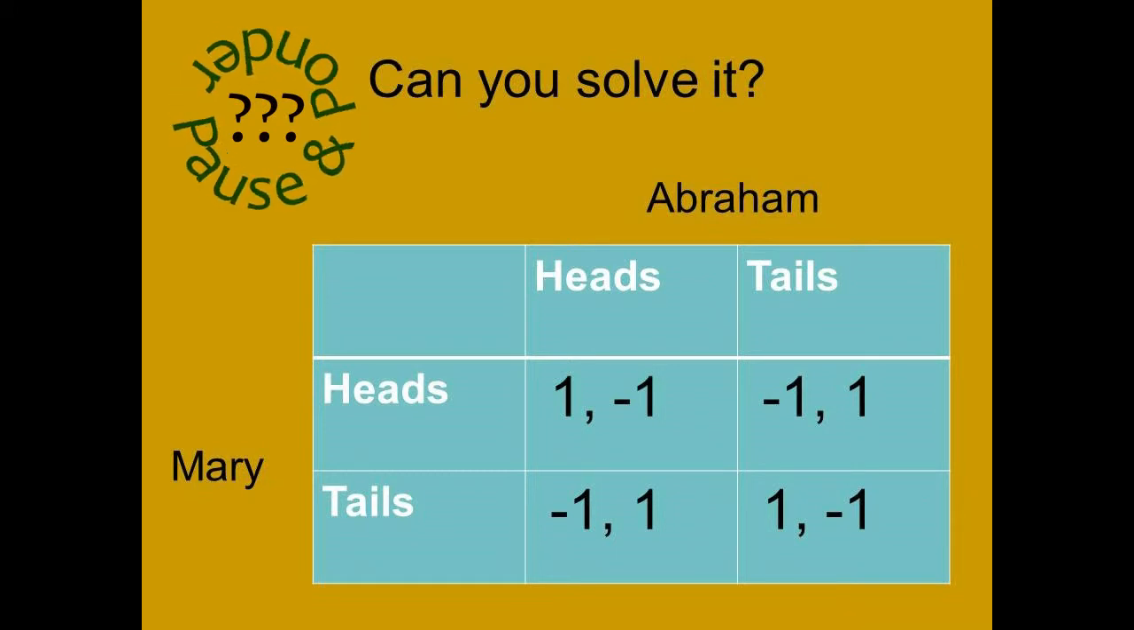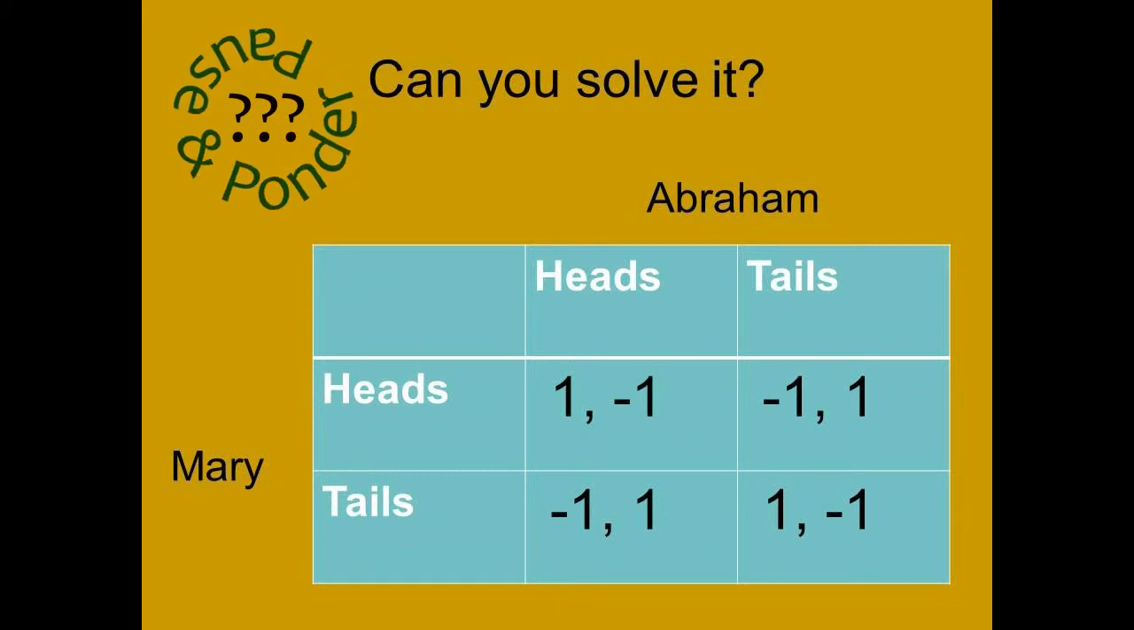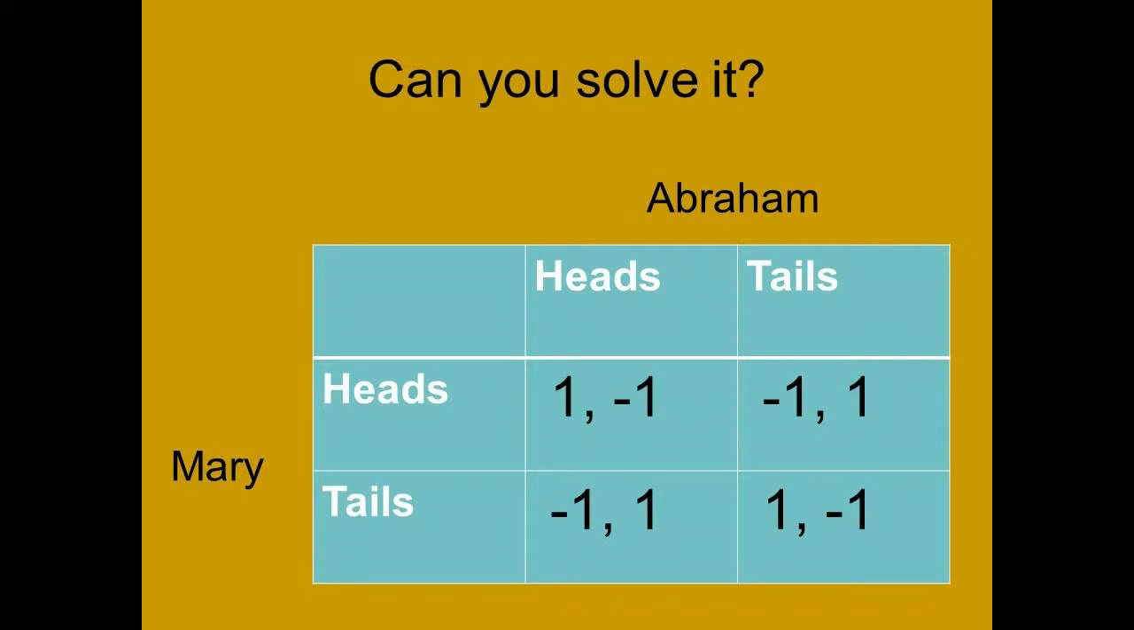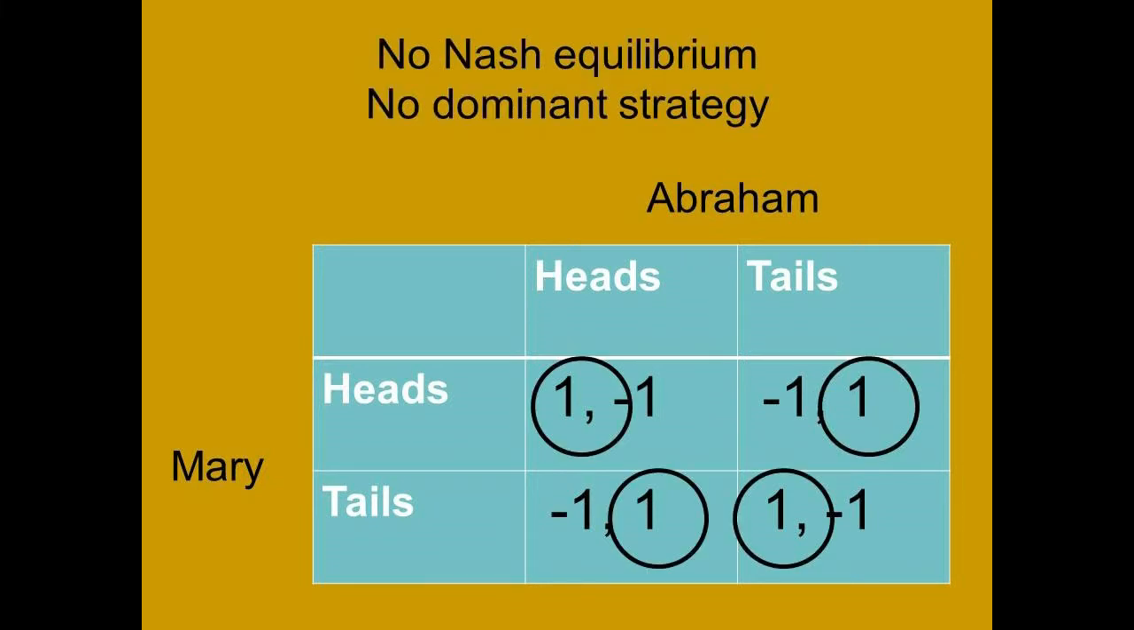You can pause the video now and try to find any dominant strategies or Nash equilibria in this game. Here's what your payoff matrix should look like after doing the circle trick. In this game, there are no dominant strategies and no Nash equilibria.